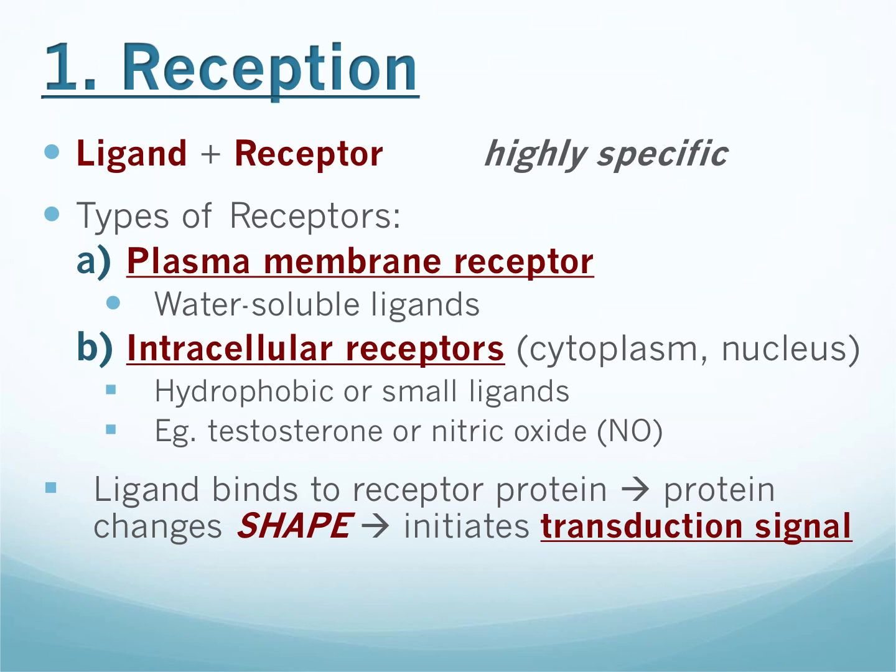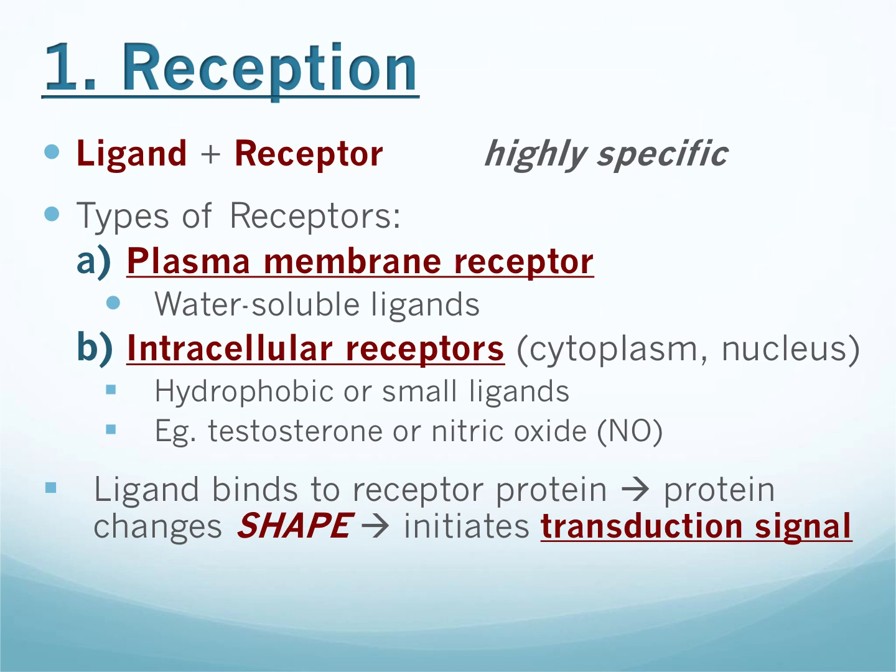So looking at these in a little bit more detail, reception again is the picking up the phone, the hello. This is where the ligand and the receptor bind. You can again have a plasma membrane receptor, which is going to be an extracellular, that's going to be on the outside of the cell, or intracellular, that's usually going to be on the inside of the cell. These are going to be hydrophobic and small. So again, this could be testosterone or nitric oxide that can go inside the cell.